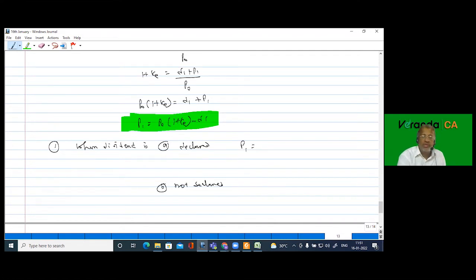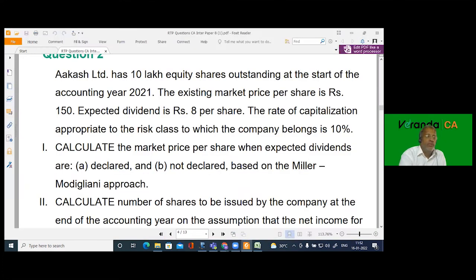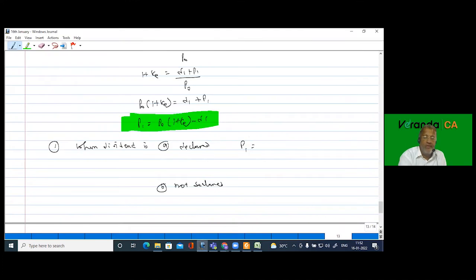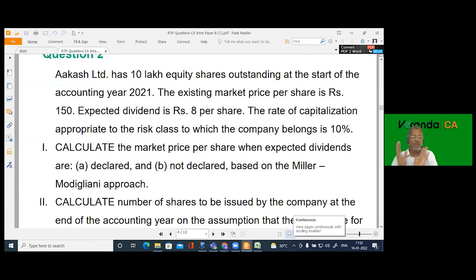When it is declared, P1 is equal to P0, P0 is 150, into (1 plus 0.10) minus the dividend, which is 8. So it is 150 into 1.1 minus 8. It is 157. When it is not declared, 150 into (1 plus 0.10) minus nil. P1 is equal to 165. First part of the question over.